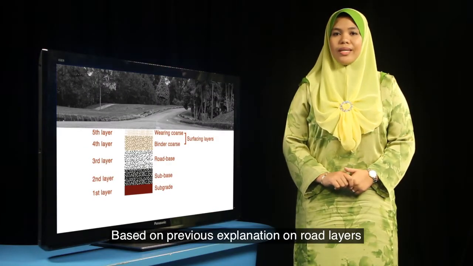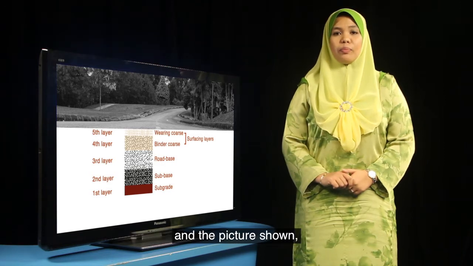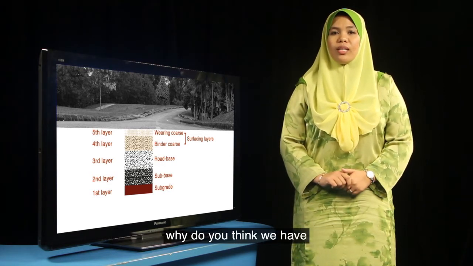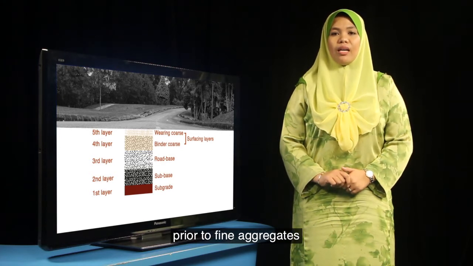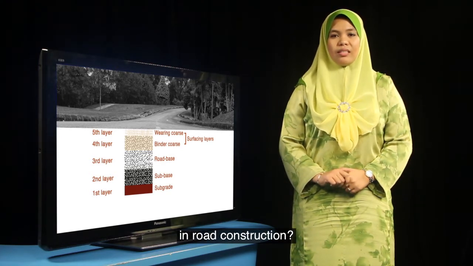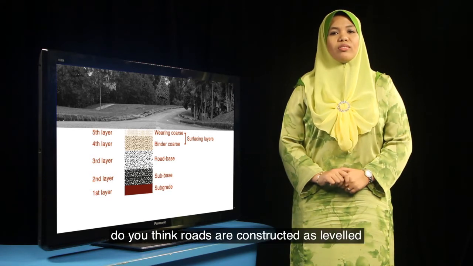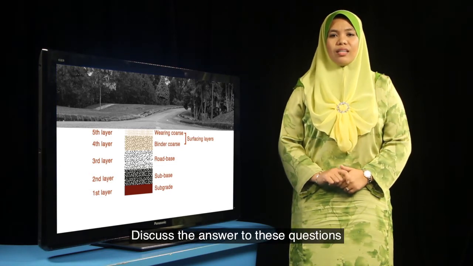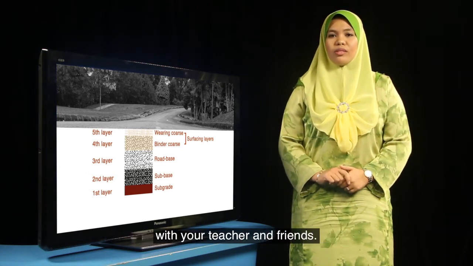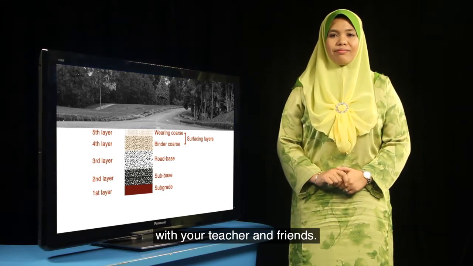Based on the previous explanation on road layers and the picture shown, why do you think we have to lay the coarse aggregate prior to fine aggregates in road construction? Next, do you think roads are constructed as level or slightly inclined, and why? Discuss the answer to this question with your teacher and friends.